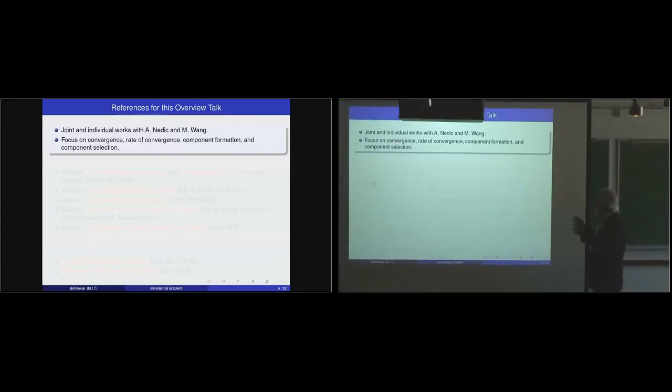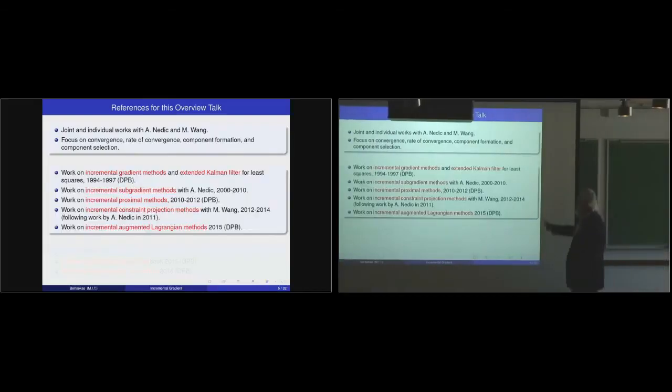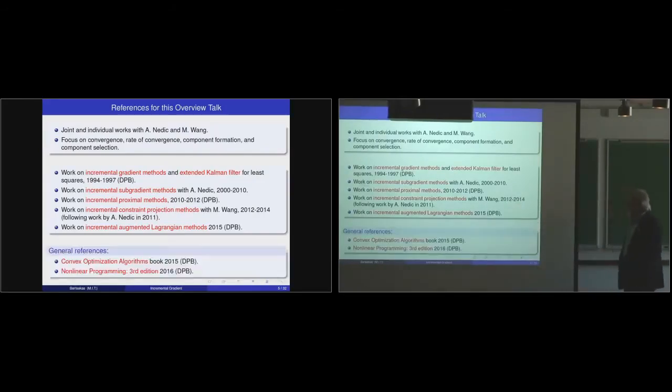And our works go back 15, 20 years, and they focus on convergence, rate of convergence, component formation, component selection, all these mechanics of these methods. And there are a number of references, which you can find on the internet. And as general references, there's a convex optimization algorithms book that I published last year that has a lot of this material, although not all of it.